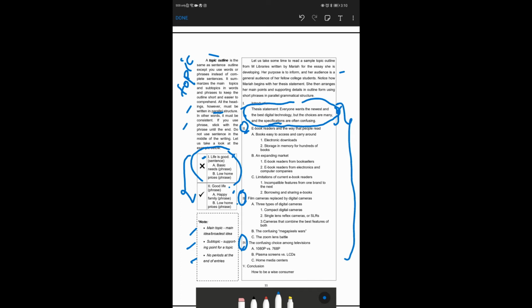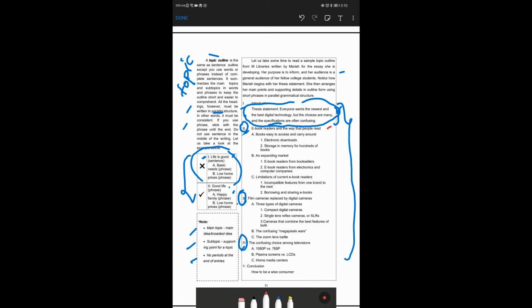Okay. So, nakalagay sa umpisa, sa Roman numeral 2. Yan. E-books and the way that people read. So, hindi siya sentence, ha? Baka sabihin nyo, sir, ang haba po, di po sentence yan. Guys, you have to be aware of the difference between a sentence and a phrase. Of course, a sentence ends with a period. But aside from that, a sentence has a subject and a predicate. So, tandaan nyo lang yun. May subject and a verb. So, ito. So, phrase yan.